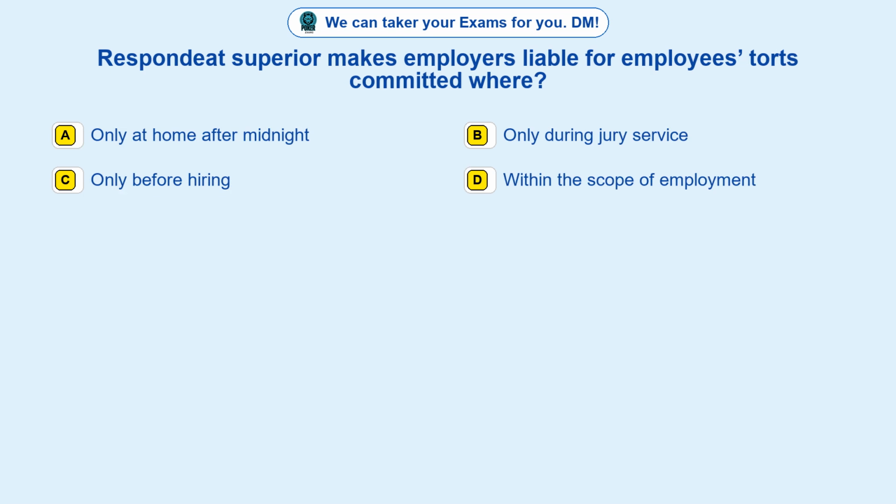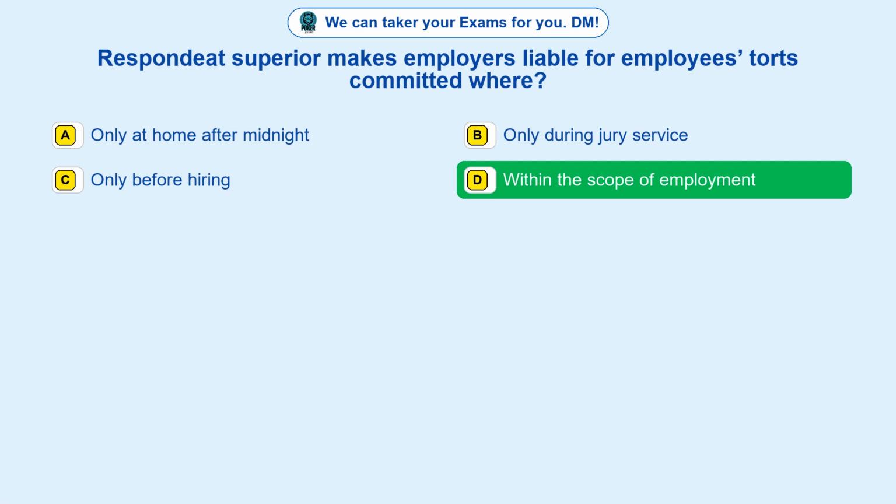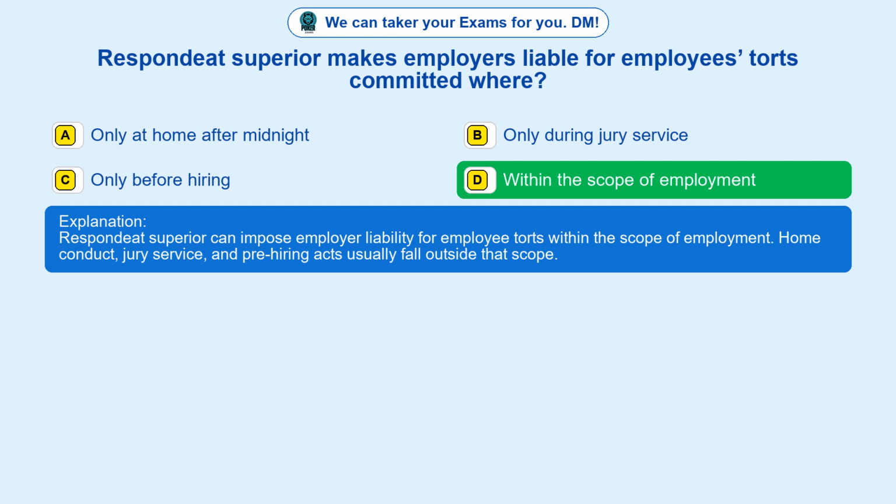Question 66. Respondeat superior makes employers liable for employees' torts committed where? Option A, only at home after midnight. Option B, only during jury service. Option C, only before hiring. Option D, within the scope of employment. The correct answer is option D, within the scope of employment. Respondeat superior can impose employer liability for employee torts within the scope of employment. Home conduct, jury service, and pre-hiring acts usually fall outside that scope.